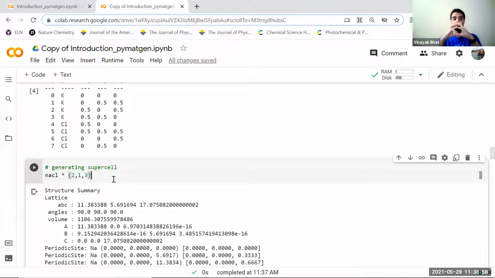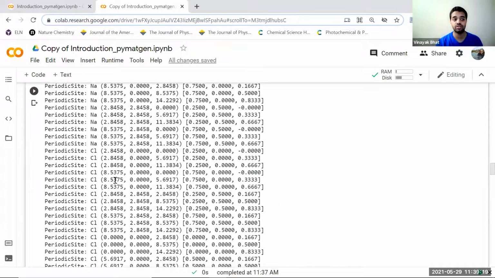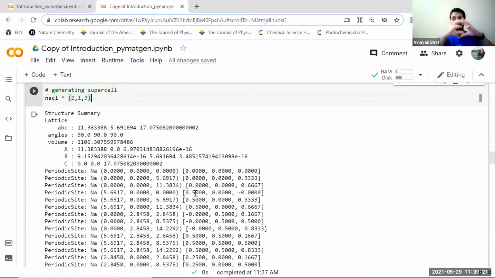So in this case, what we are doing is we have NaCl unit cell, which is a small cell. And then we are saying extend it 2 times along the X, once along Y, and 3 times along Z axis. So that's where we generate a larger cell. And you can see the number of atoms have increased. It's just a periodic thing that we did. We try to extend it.